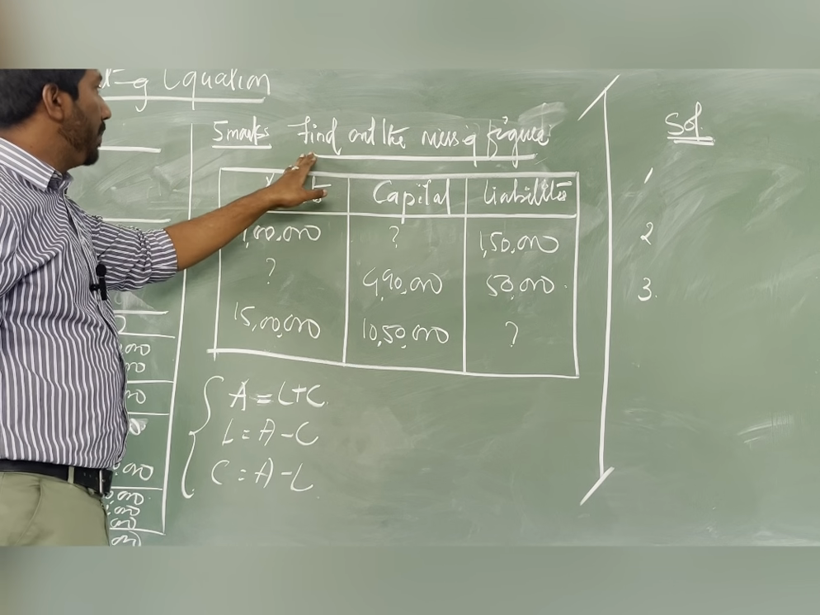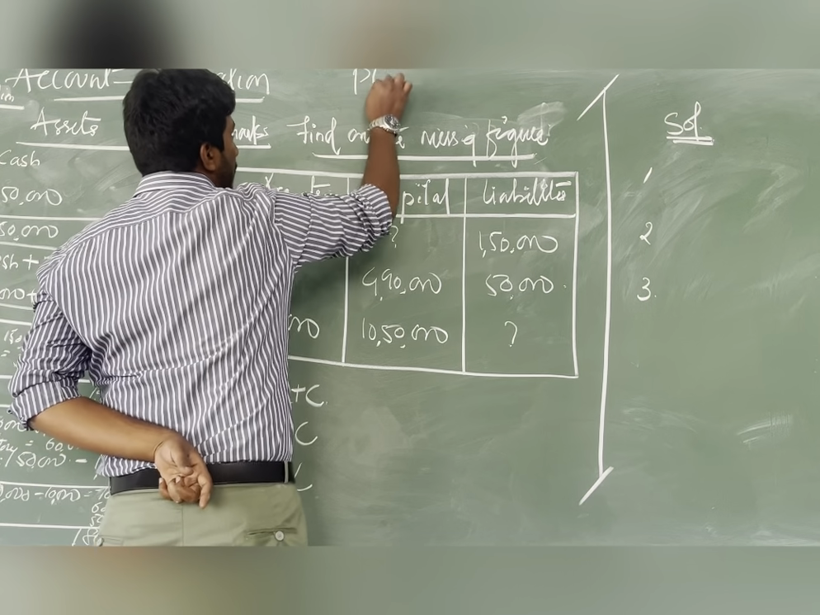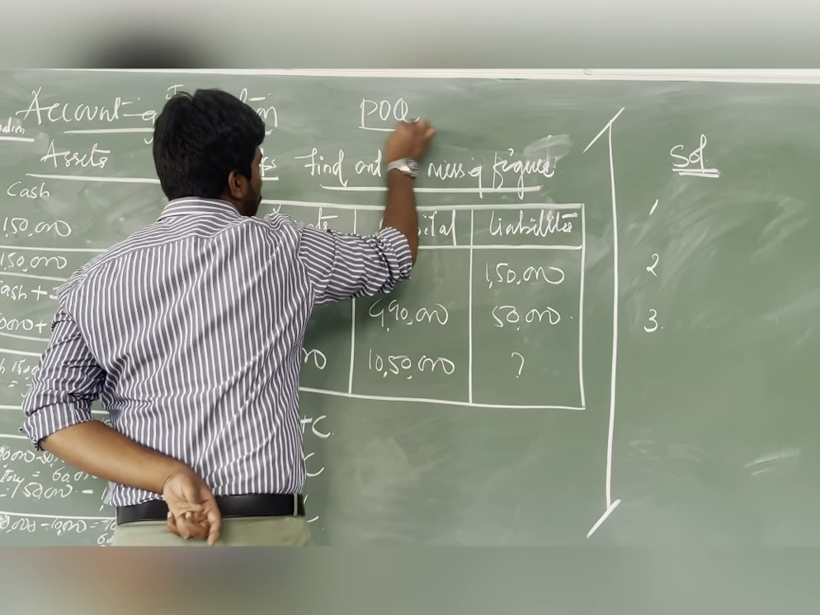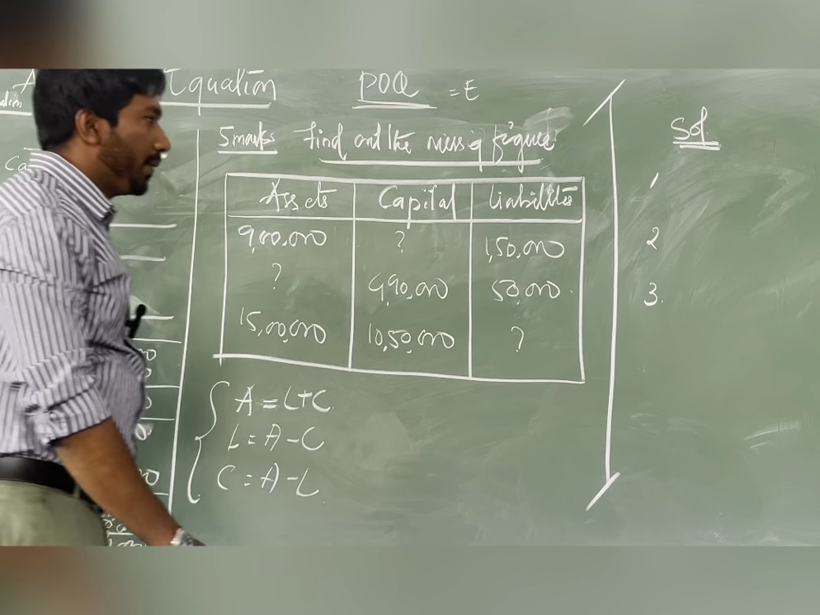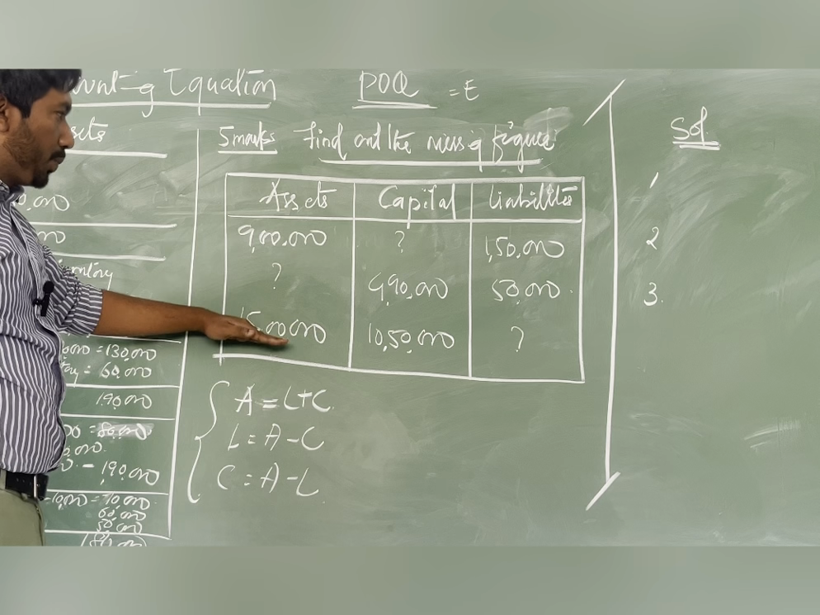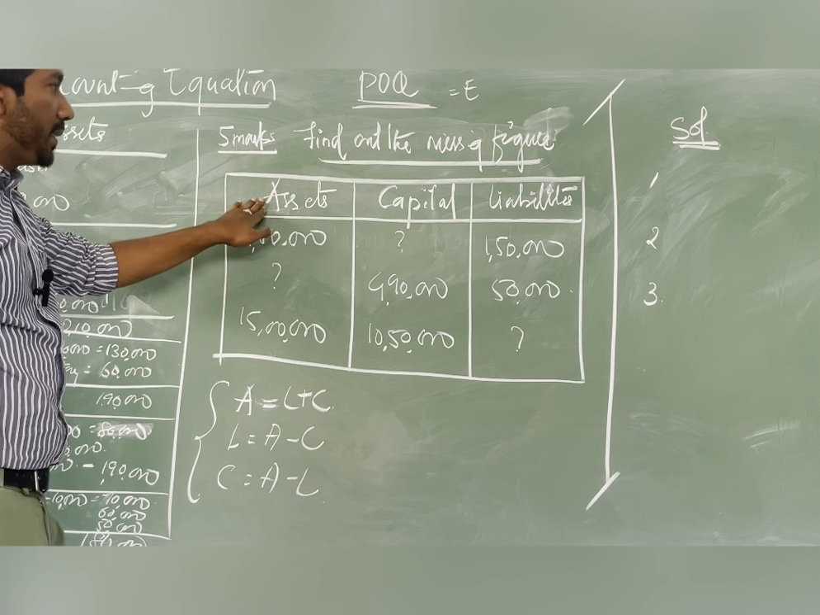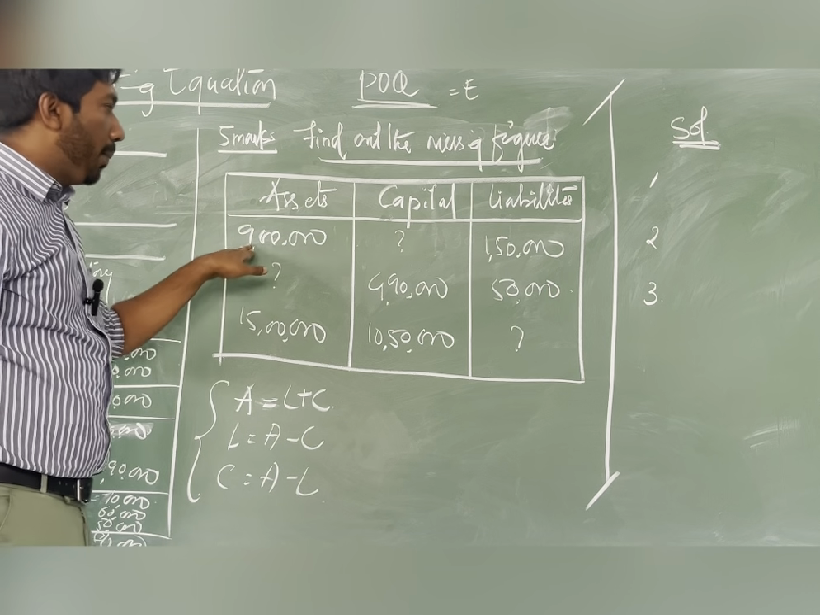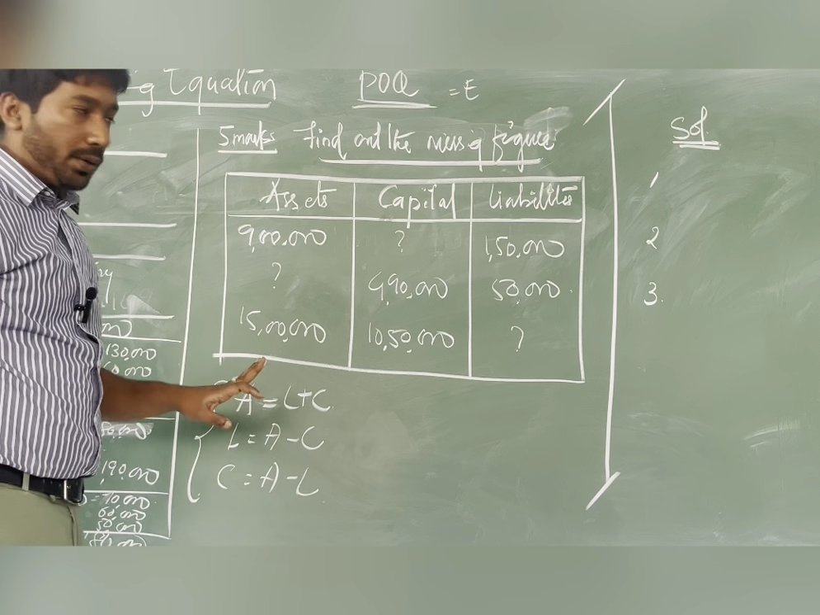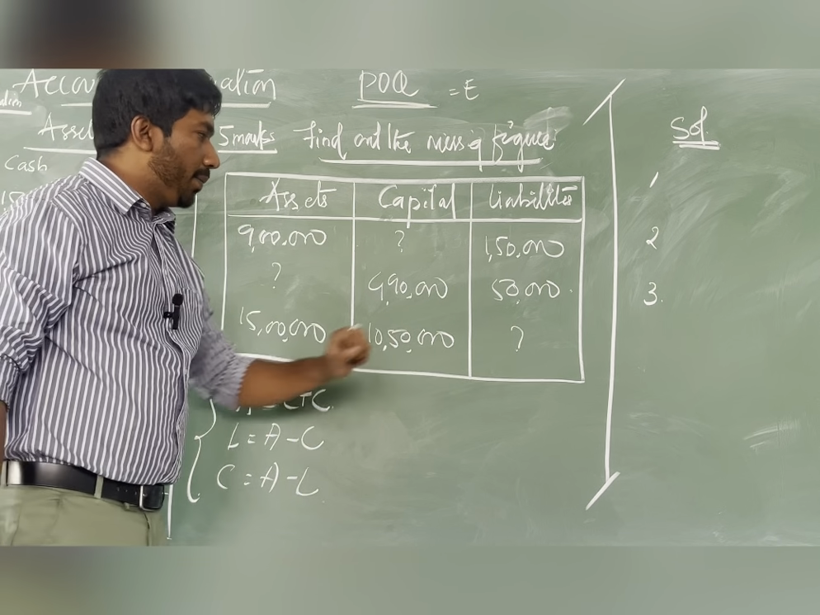So next problem. The next problem is finding out the missing figure. This will be asked in practical oriented questions. Okay? That is section E, Part E, they will ask you this. They will give you this box. You need to find out by using the accounting equation. See, assets are given, capital is given, liabilities are given. So among all this, one is missing. Okay, here see capital is missing, here asset is missing, here liability is missing.